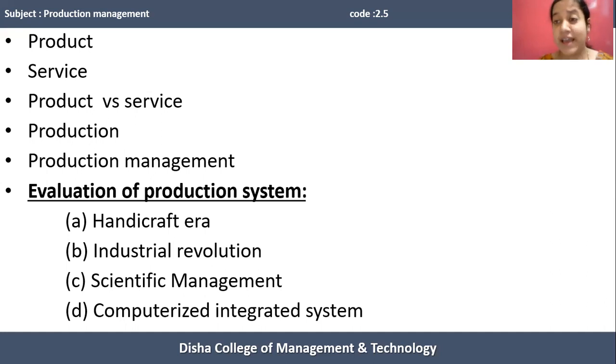And by applying the concept and philosophy of F.W. Taylor, the manufacturer is able to improve their productivity.